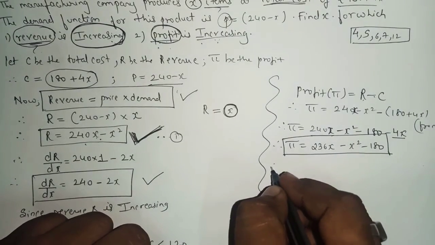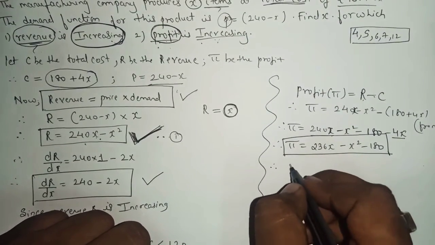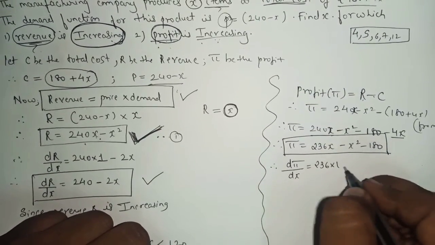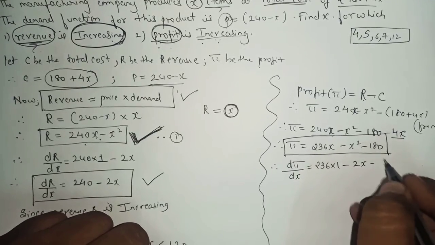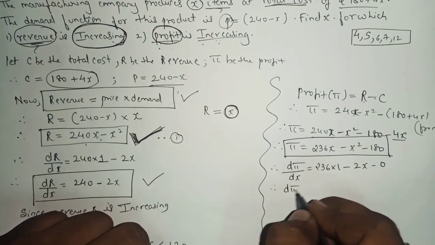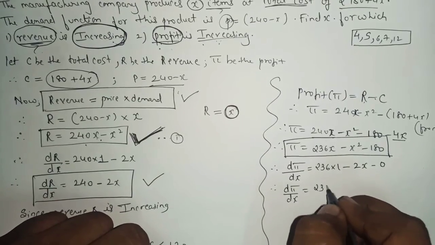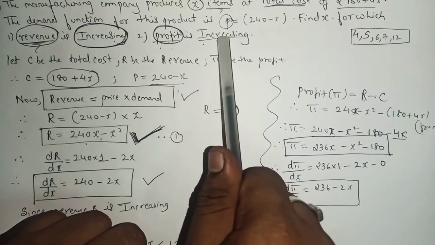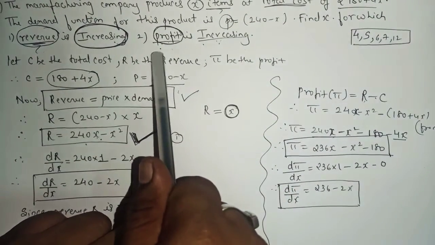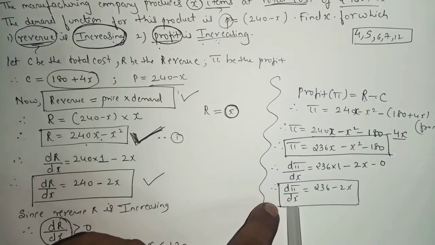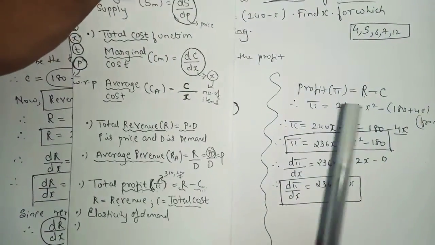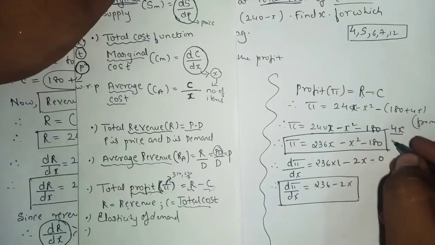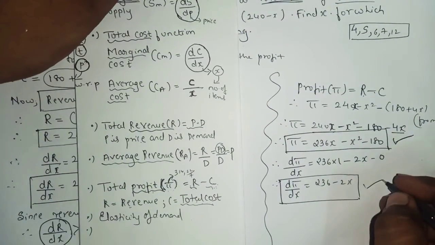Now we'll find the derivative of the profit. So d pi upon dx. 236 will be the same as it is. The derivative of x is 1, the derivative of x square is 2x, and the derivative of 180 is 0. So therefore d pi upon dx is 236 minus 2x. So this is the derivative of profit. Before that, for this exercise we have the formula for profit, so we'll apply the formula first and find the exact profit. After that you will find the derivative.